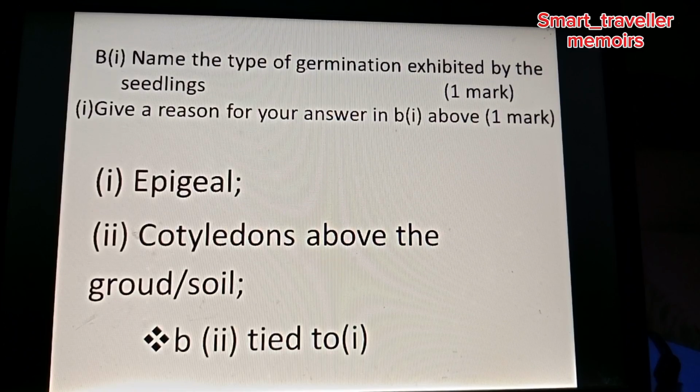Name the type of germination exhibited by the seedlings and give a reason for your answer in B1 above. The germination is epigeal because cotyledons are above the ground or above the soil. B2 is tied to B1.